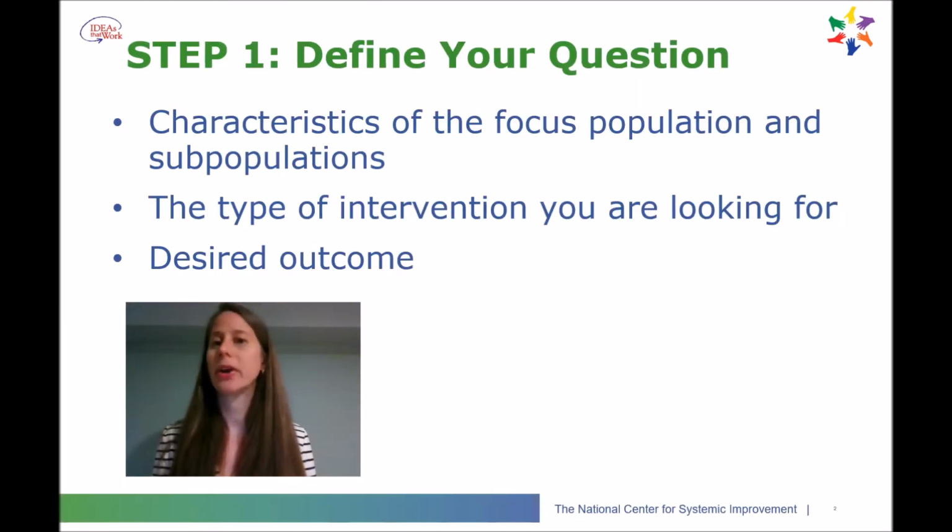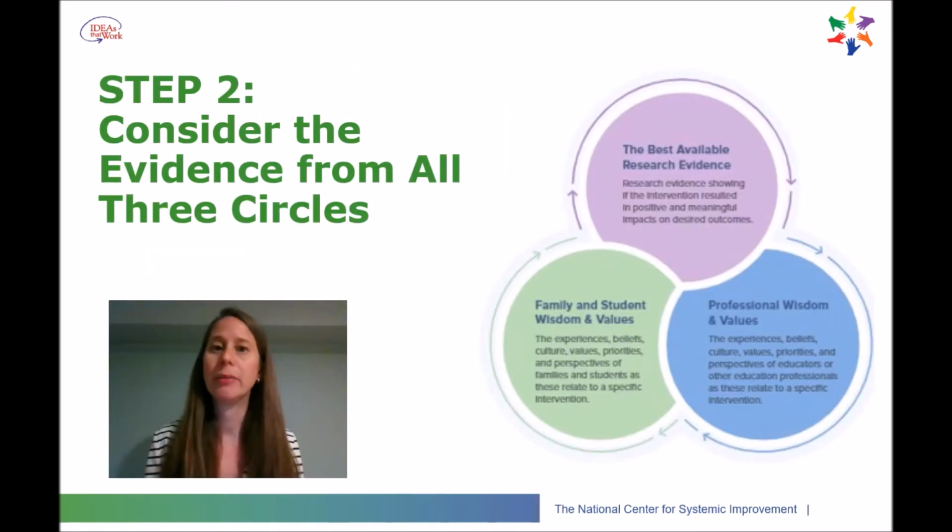We know practices are not universally successful, so to help us in selecting a practice, we need to identify for whom we are selecting the practice. What are the unique characteristics of that population or subpopulation, the type of intervention we're looking for, and our desired outcomes? Next, we need to consider the available evidence.